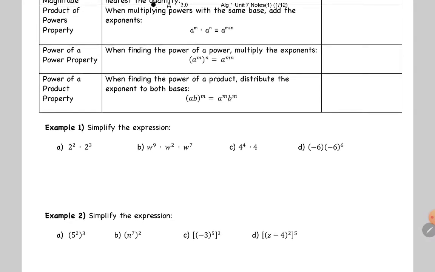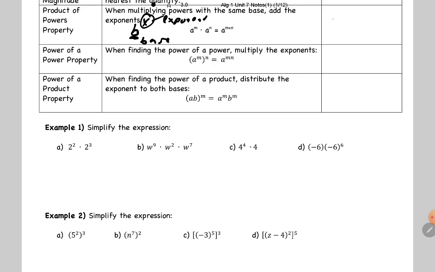Product of powers property: when multiplying powers with the same base, add the exponents. So when we have an exponent, let's call this b to the x. The b is considered the base, and then the top here is your exponent. So when we're multiplying powers with the same base, we add the exponents.